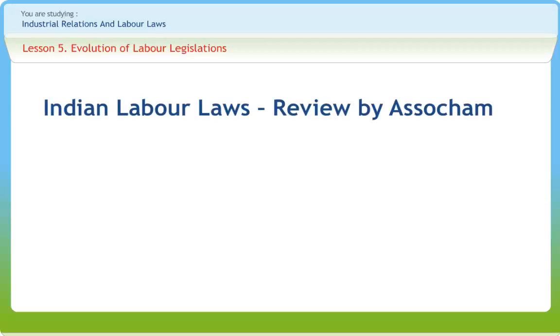Now the topic is Indian labor laws, reviewed by ASSOCHAM. The Associated Chambers of Commerce, ASSOCHAM, is the umbrella body for chambers of commerce in India. Established in 1920, it currently has a membership of over 100,000 companies across the country. The organization represents the interest of trade and commerce in India, interacts with the Government of India on policy issues, and liaises with its international counterparts to promote trade between India and other nations.